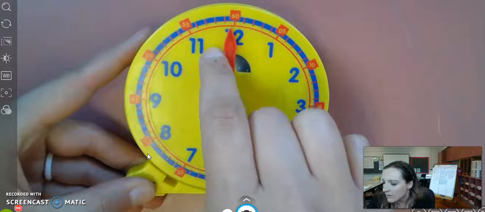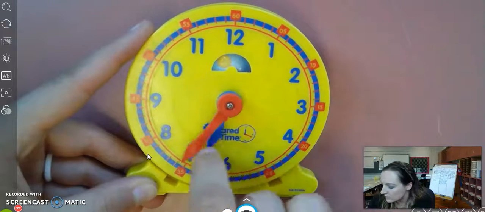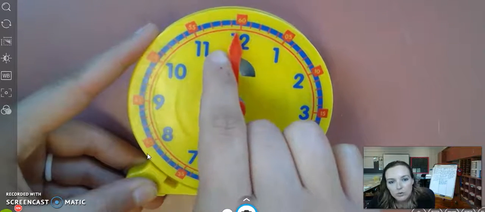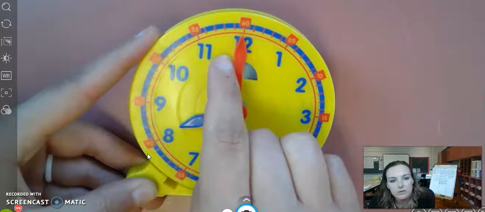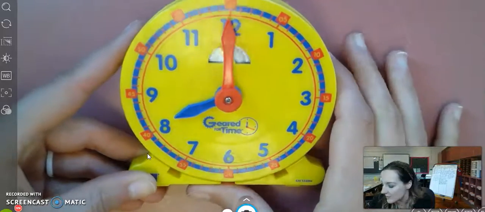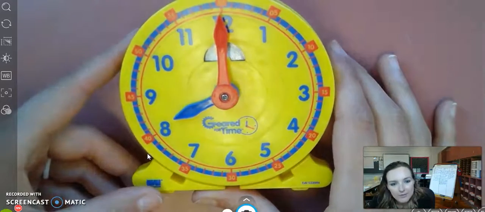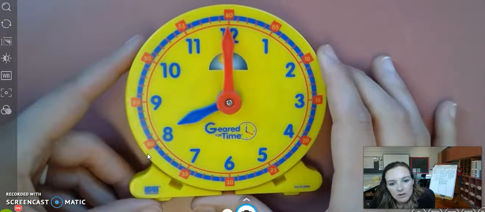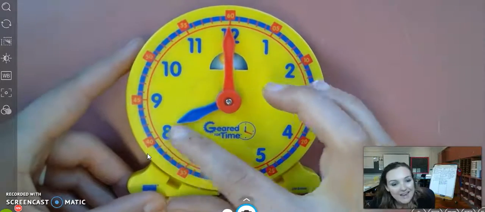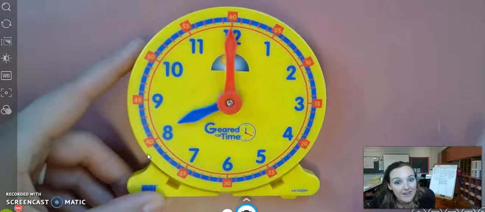1, 2, 3. Okay, notice my hour hand moved as I was moving the minute hand. So what time is it now? If your clock says 8 o'clock, you got it right. Nice job.